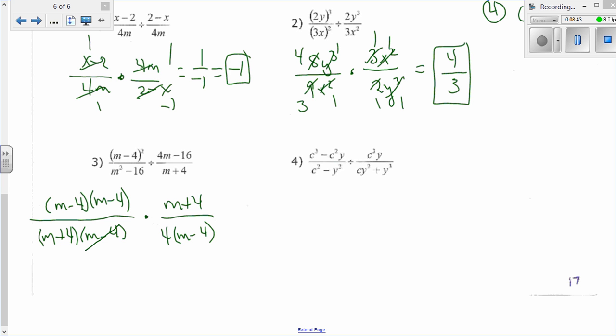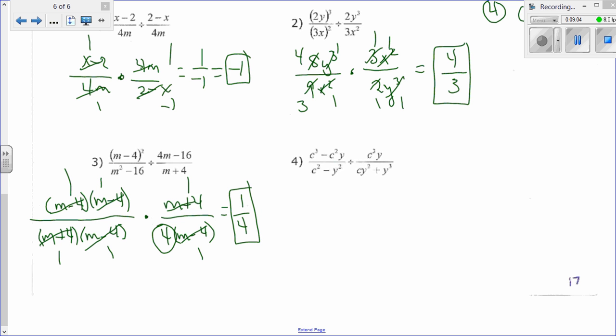So I have this m minus 4 that cancels out with that m minus 4. This m minus 4 cancels out with that m minus 4. M plus 4 cancels out with m plus 4. So I'm left with just 1's on the top. And don't forget that 4 over there. So I have 4. So I'm left with 1/4.